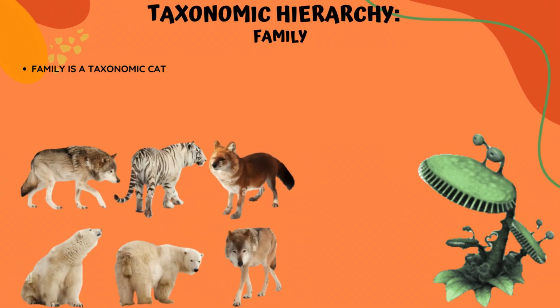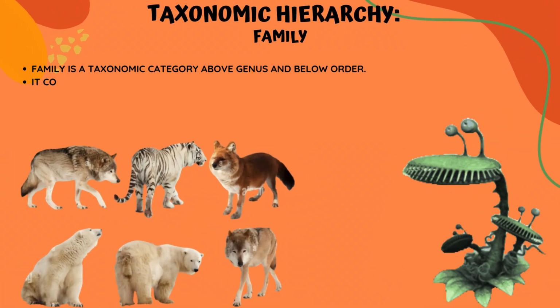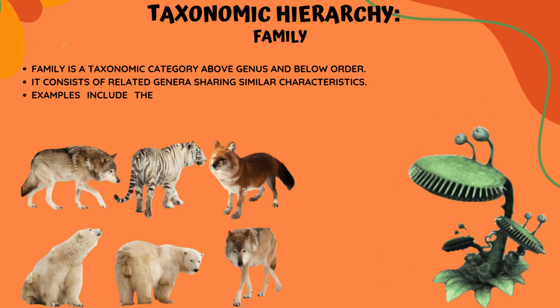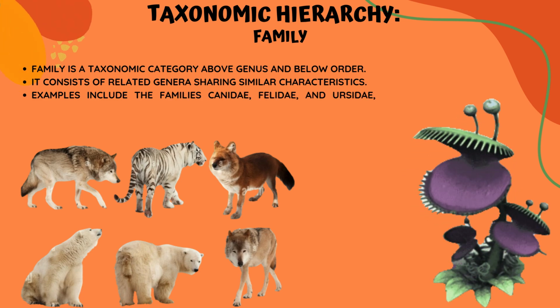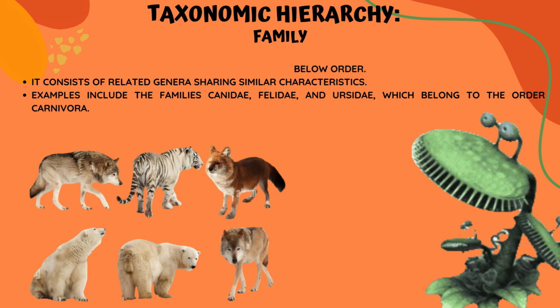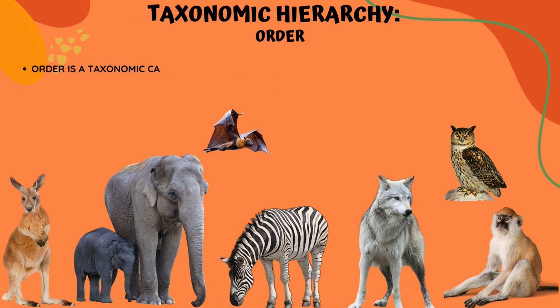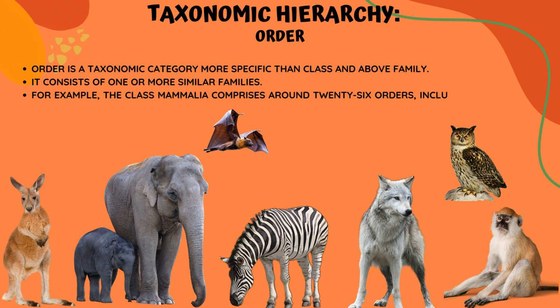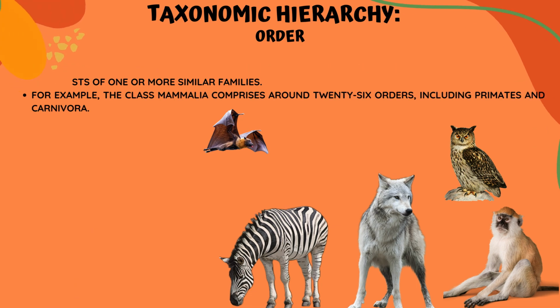Family. This taxonomic category consists of related genera having similar characteristics. For example, the families Canidae, Felidae, Ursidae, etc. come under one order, Carnivora. This taxonomic category is more specific than class as it consists of one or more similar families. The class Mammalia consists of around 26 orders that include primates, carnivora, etc.